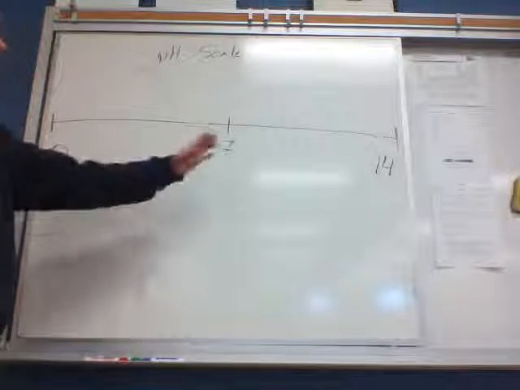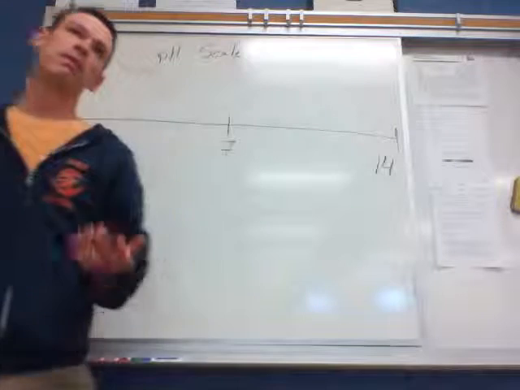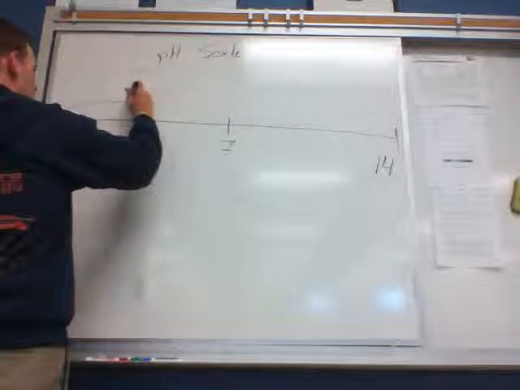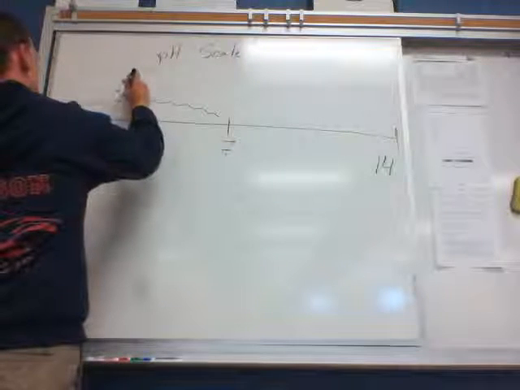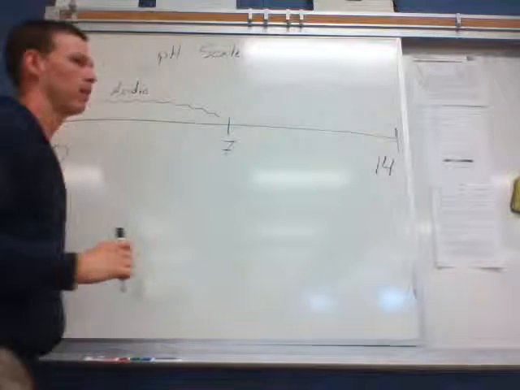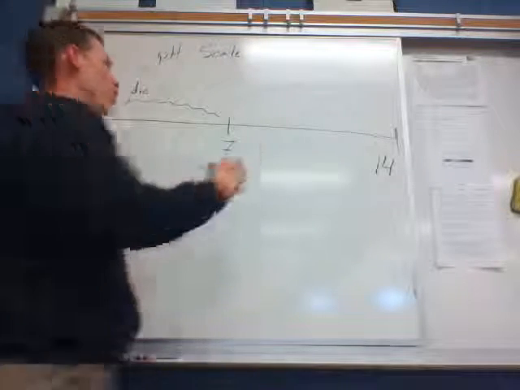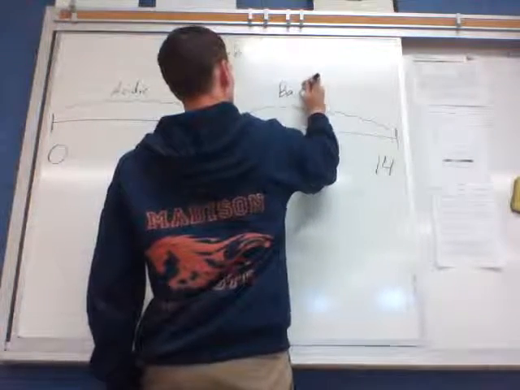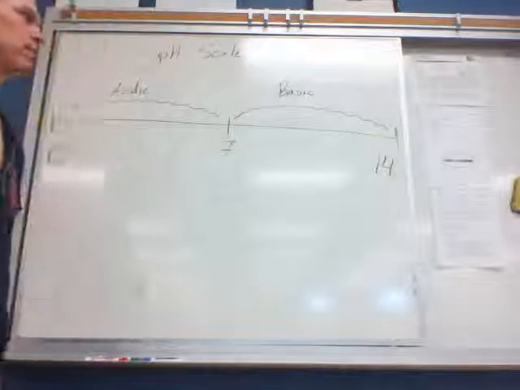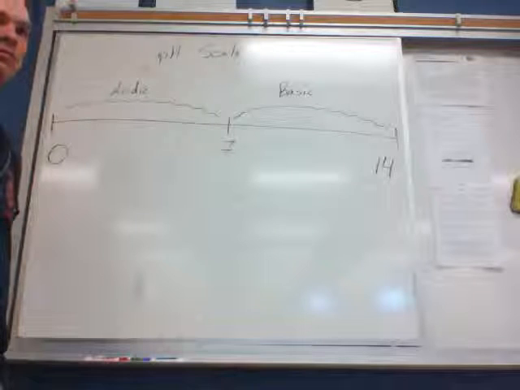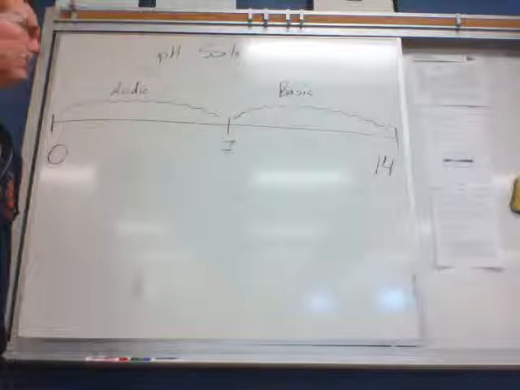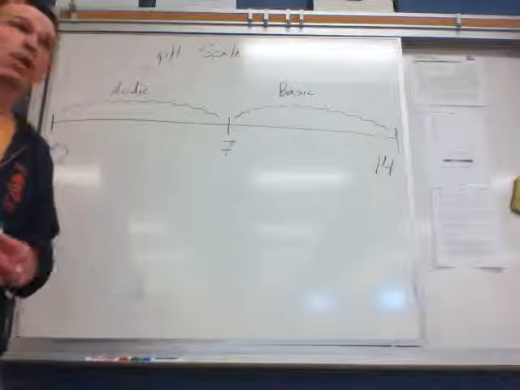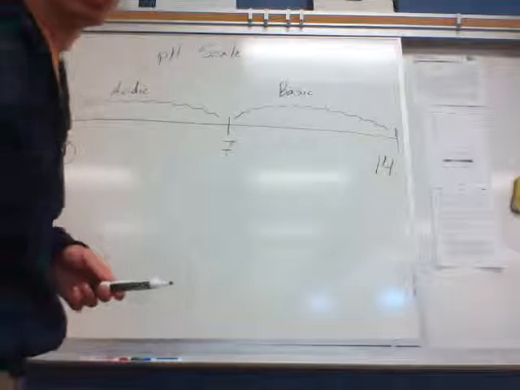What this does is it builds two different ranges that you need to be very familiar with. This range from 0 to 7 is the acidic range. So, of course, any pH above 7 is the basic range. Now, based off just knowing that, I could start to ask you questions connecting to the table that we just got done drawing.